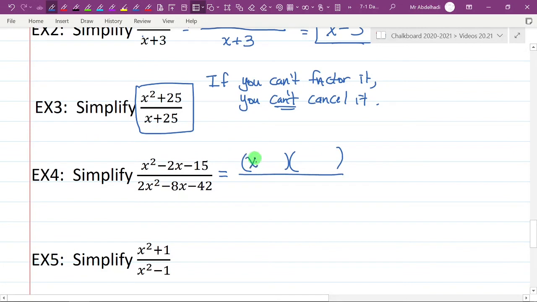We have an x and an x, right? Two numbers that multiply to give me negative 15 would be 5 and 3. That also add to give me negative 2: negative 5, positive 3. We've used this particular trinomial a lot, so hopefully you recognize it.